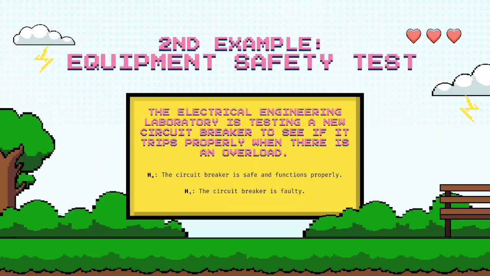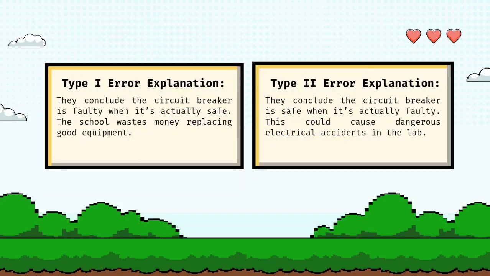Our next example involves an electrical engineering laboratory testing a new circuit breaker to see if it trips properly when there is an overload. Our null hypothesis is the circuit breaker is safe and functions properly. Then, our alternative hypothesis is the circuit breaker is faulty. Here, the stakes are higher.